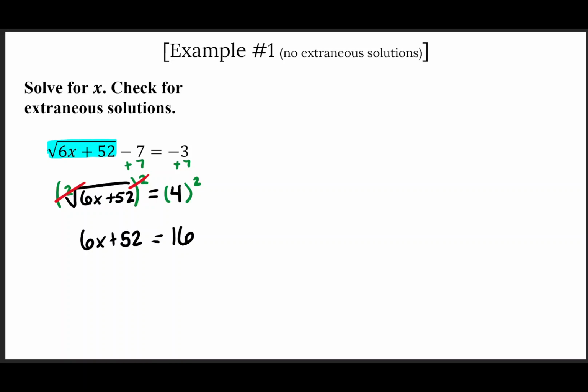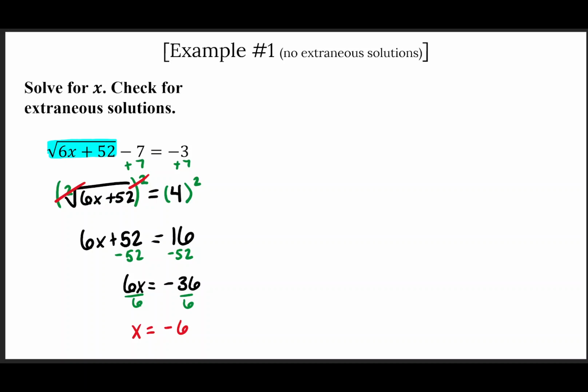Now I'm left with just a two-step equation. We'll minus off the 52 and divide by 6, and we'll have our hopeful answer here. Minus 52 from both sides. We're going to have 6x equals negative 36. If I divide by 6, I get a potential answer of x equals negative 6.